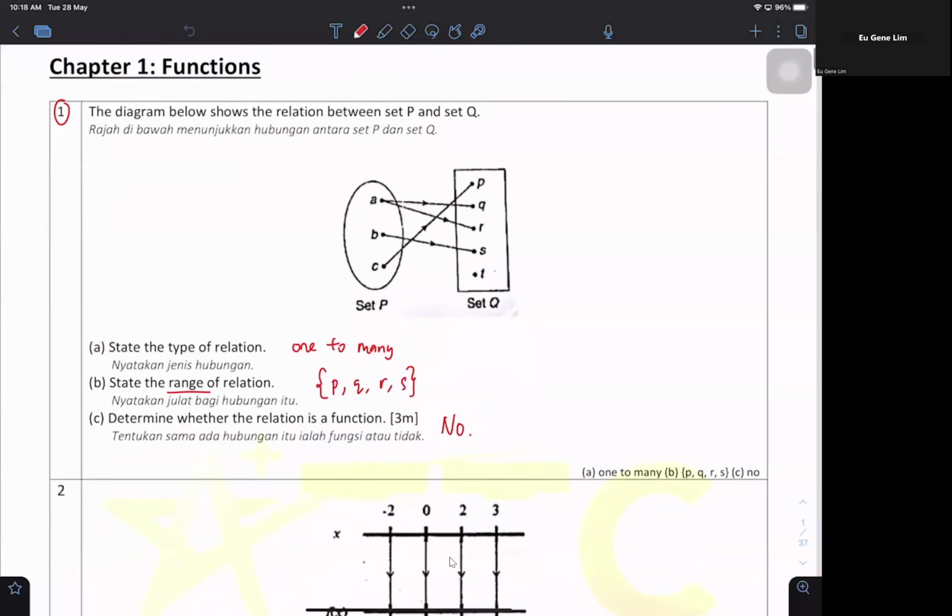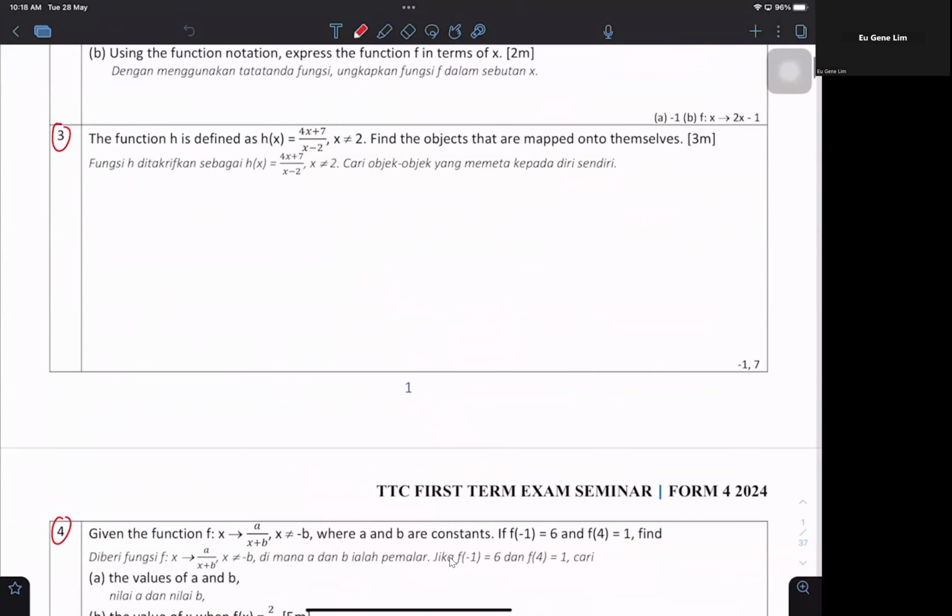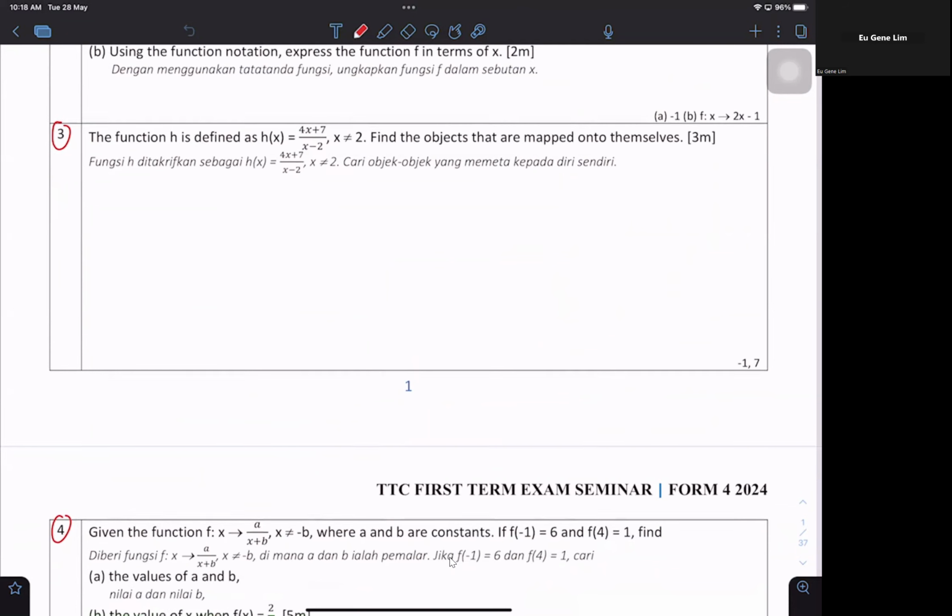Next we go to number 3. I don't want to do this theory question; we start to do calculation already. Like number 3, this is the function: hx equals 4x plus 7 over x minus 2. Then they say find the objects that are mapped onto themselves. You see the words map onto themselves. What is map onto themselves?